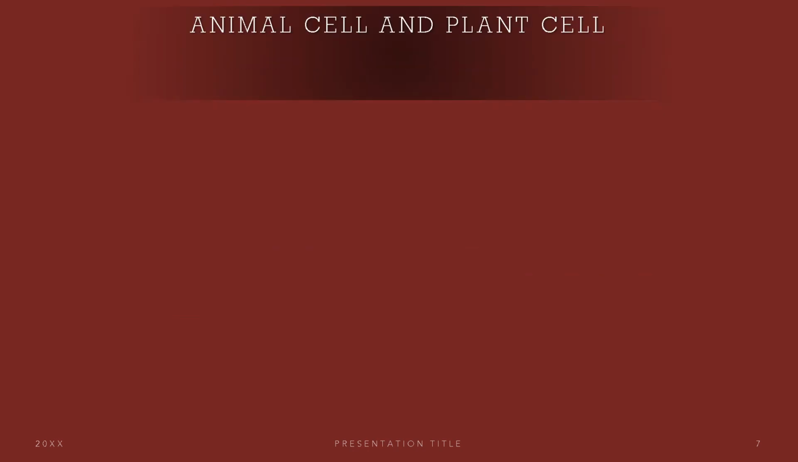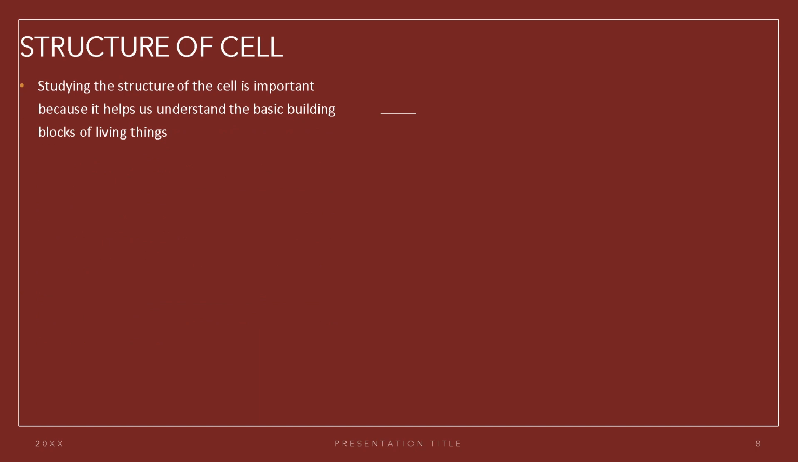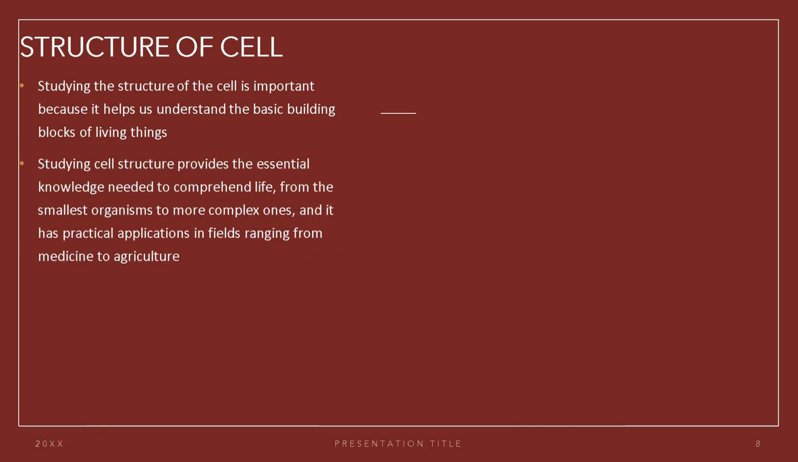Animal cell and plant cell. This picture is an example of plant and animal cell. Structure of cell. Studying the structure of the cell is important because it helps us understand the basic building blocks of living things. Studying cell structure provides the essential knowledge needed to comprehend life, from the smallest organisms to more complex ones, and it has practical applications in fields ranging from medicine to agriculture.